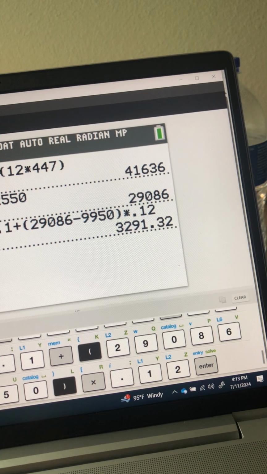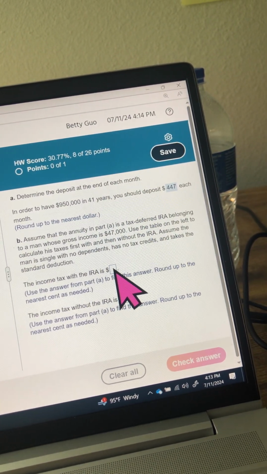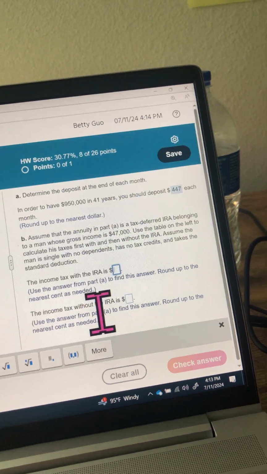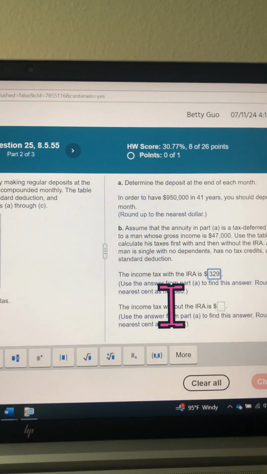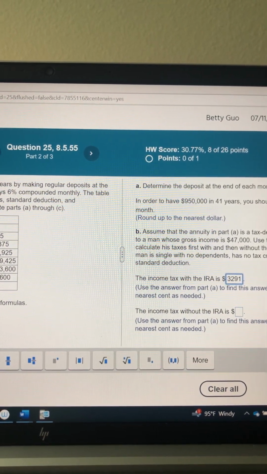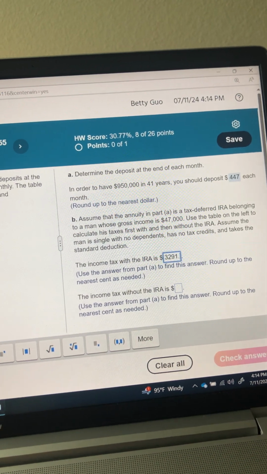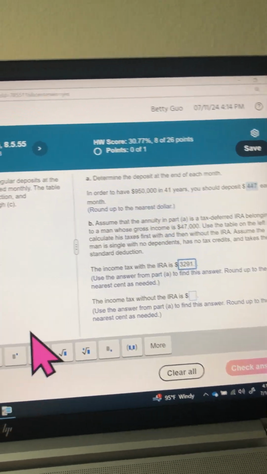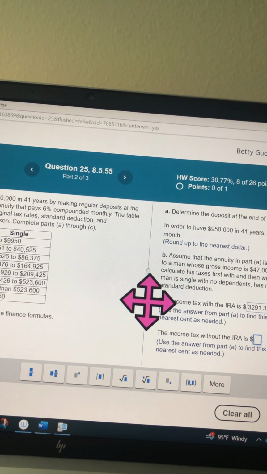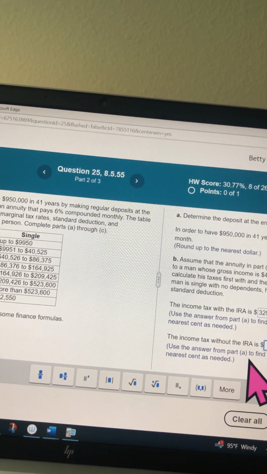So let's see. The income tax with the IRA is going to be 3291. We need to round to the nearest cents: 0.32. Is that correct? But we don't know. We have to do the without the IRA as well.